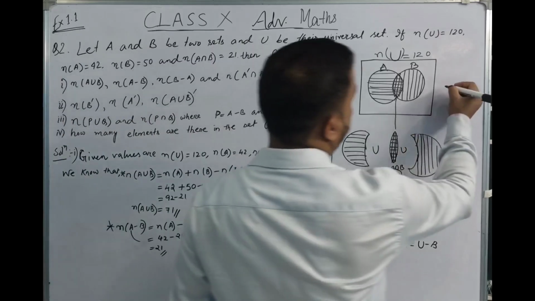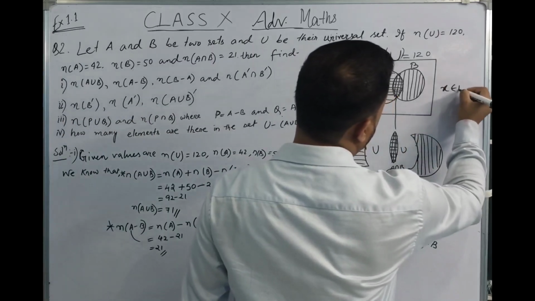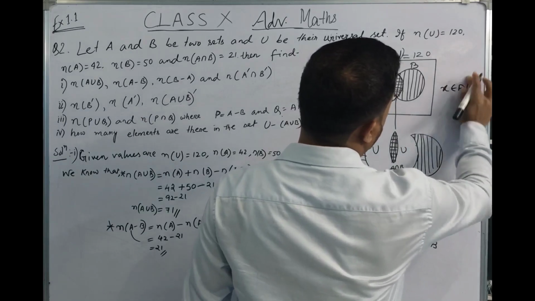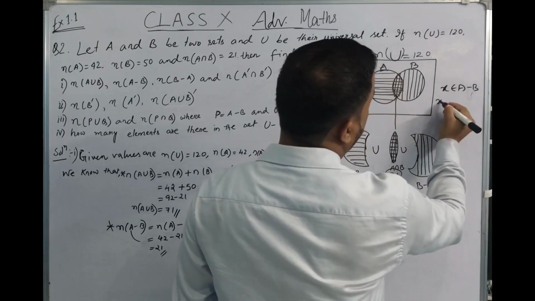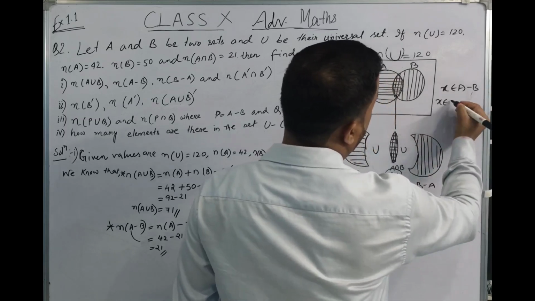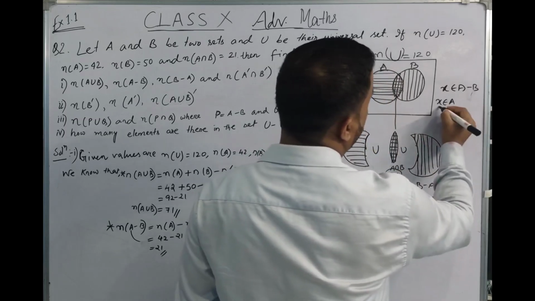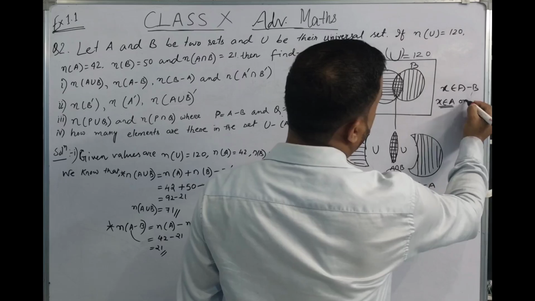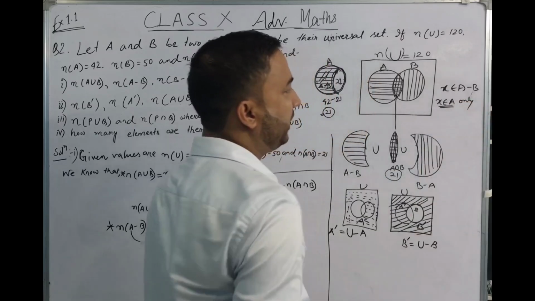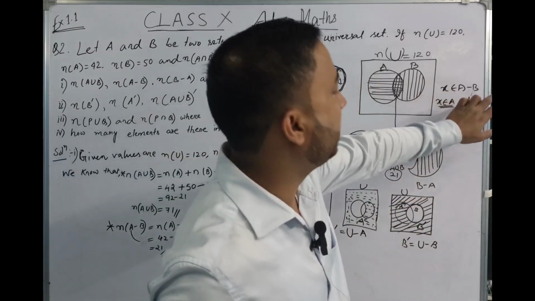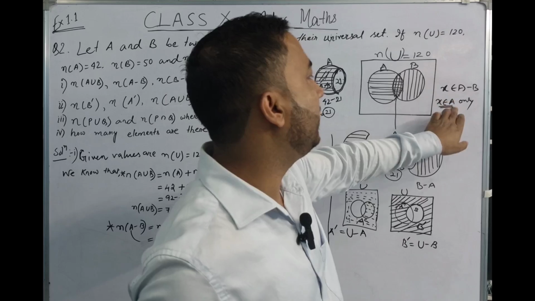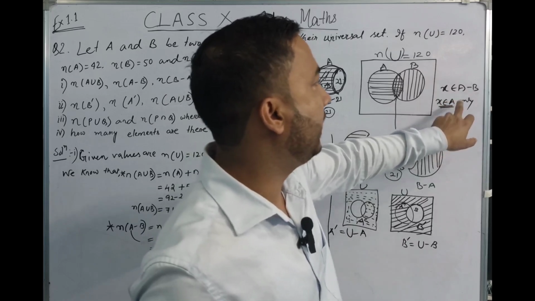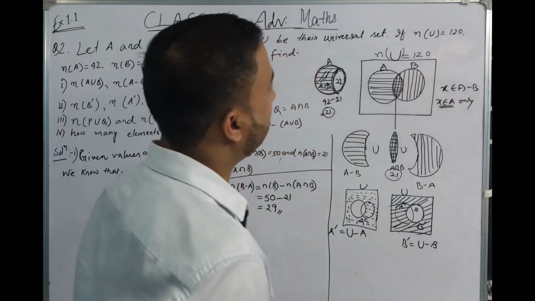Okay, if X belongs to A difference B, if X is an element belonging to A difference B, that means X belongs to A only. It is not a part of B. The element is there in A difference B, which means it is only in A. X will belong to only A. It will not be an element of the set B.